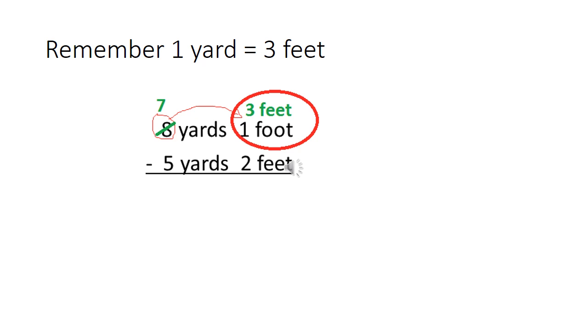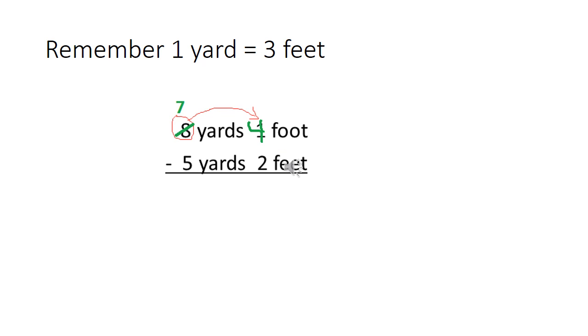The 1 yard that we brought over is 3 feet. We're going to mix it together with the 1 foot that's already there on the top. And now we can see where we stand. We have 7 full yards left on the top, and we have 4 feet left on the top.